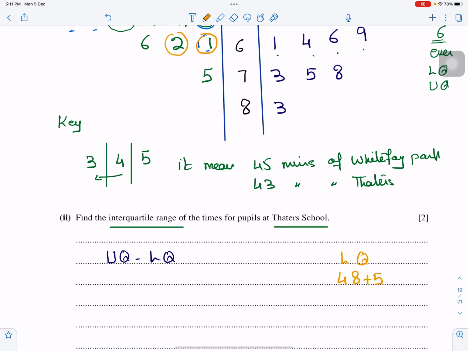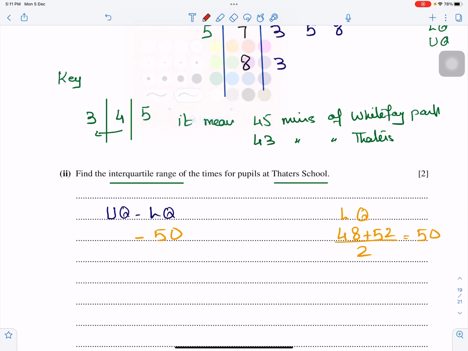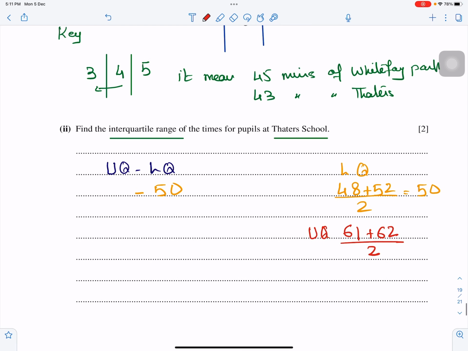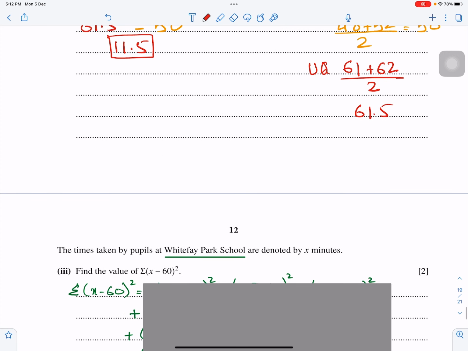48 plus 52 divided by 2 is equal to 50. So my lower quartile is 50. And for my upper quartile, it is 61 and 62. So upper quartile is 61 plus 62 divided by 2, so it is 61.5. So your upper quartile is 61.5, and now you can subtract it. It will be 11.5. So your interquartile range is 11.5. Right. Now let's see the next part of this.